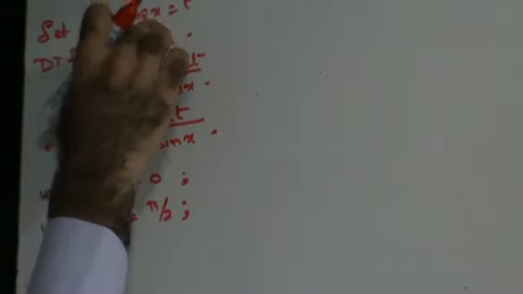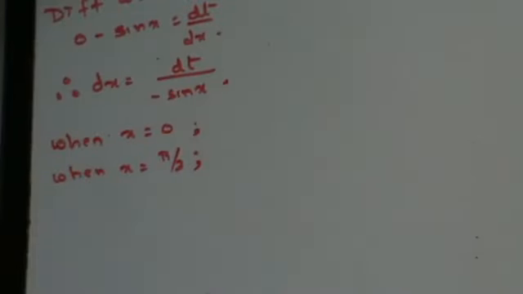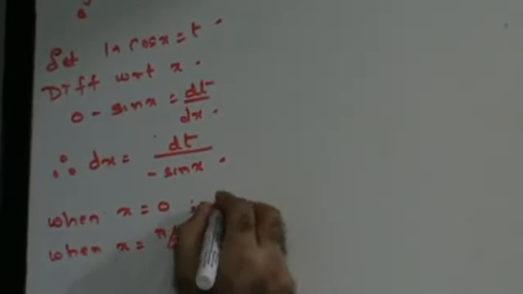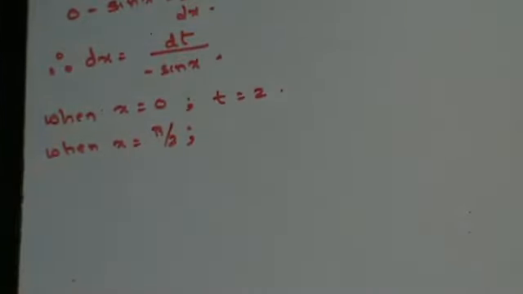Now when x is 0, substitute the value of x as 0 in 1 plus cos x. Cos of 0 is 1. 1 plus 1 is 2. So t will be 2. Next, substitute x as pi by 2. Cos 90 is 0. So t will be equal to 1.